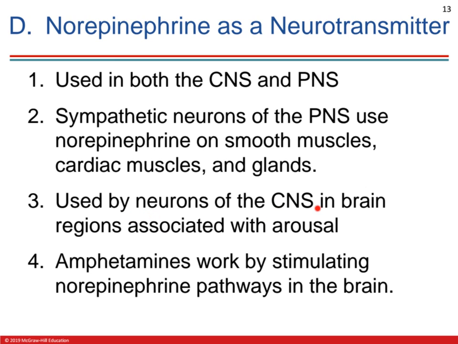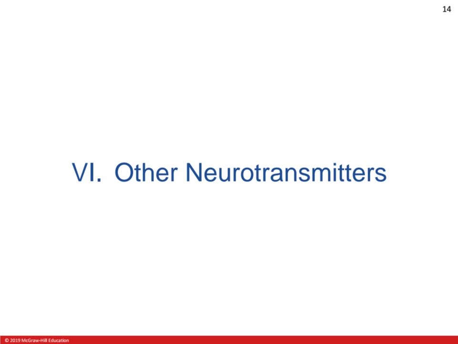Norepinephrine is used by neurons in the CNS. It's often thought to be associated with arousal. So, for example, there are certain drugs like amphetamines that will stimulate these norepinephrine pathways in the brain, and those tend to lead to greater arousal, in terms of being more awake, more activated. There are a host of other neurotransmitters that are very important.